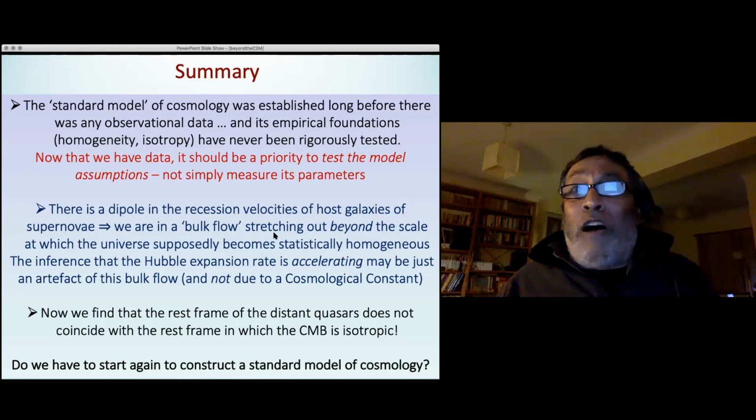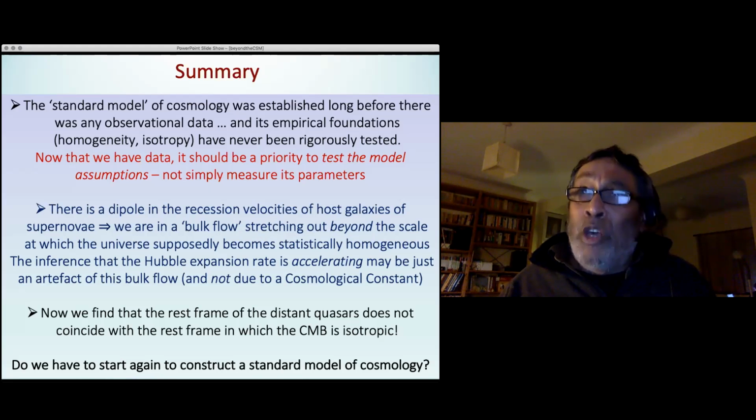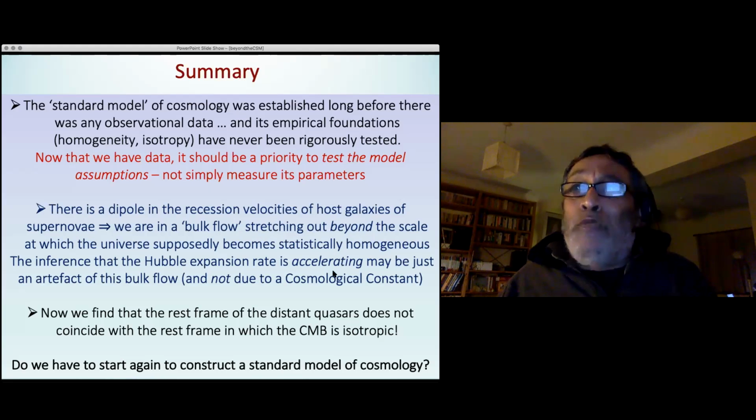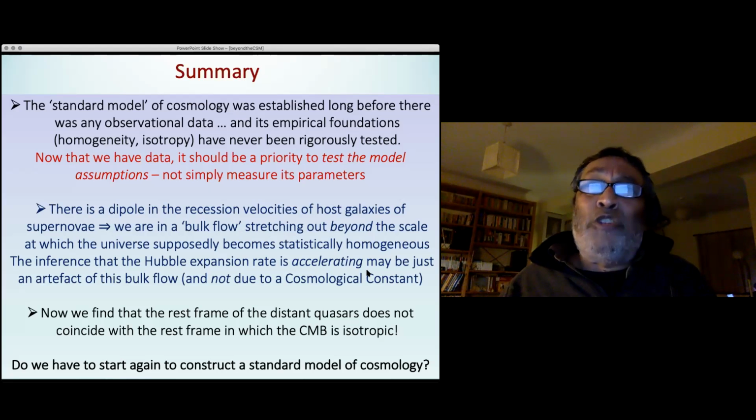So what we have found is that we have a bulk flow locally, which I didn't talk about, but that's some other work we did. And this bulk flow is actually going much deeper than the scale at which the universe becomes homogeneous. So in fact, we think that this inference of acceleration may be just some artifact of this bulk flow. It is not due to a cosmological constant.